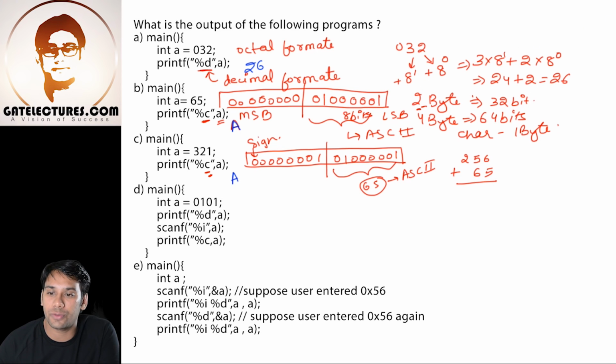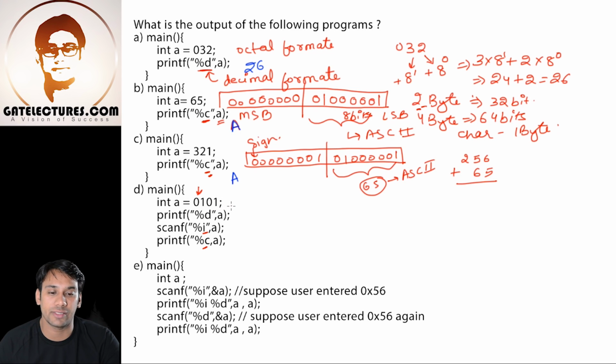Now in the next program we are having A is equal to 0101, right? And then I'm printing the value of A with %d, and then I'm printing the value of A with %i, and then I'm printing the value of A with %c, right? As you know, this 0101 is starting with the number 0, so that means by default the C compiler is going to take this number as an octal number, and then when we print this number, it will be printed in decimal format, right?